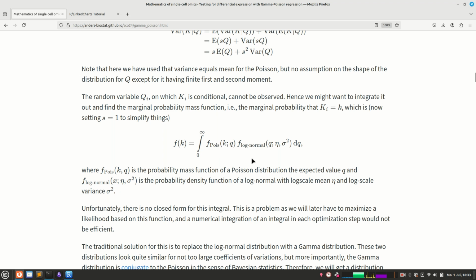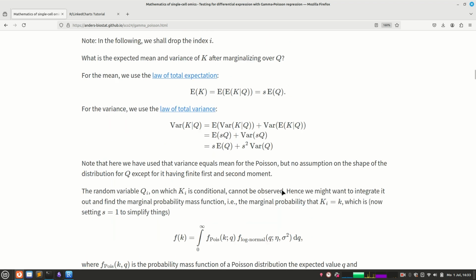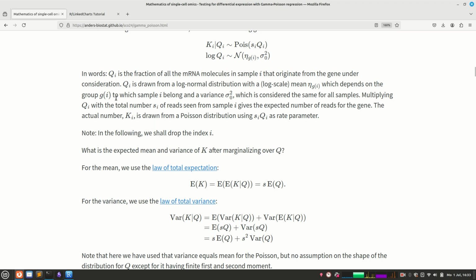And if we want to integrate out this thing, it will turn out that there's no closed form solution for this integral if you put in the probability mass function for the Poisson and for the log normal. Before that, I just noticed I've skipped over a part, which I should quickly explain.